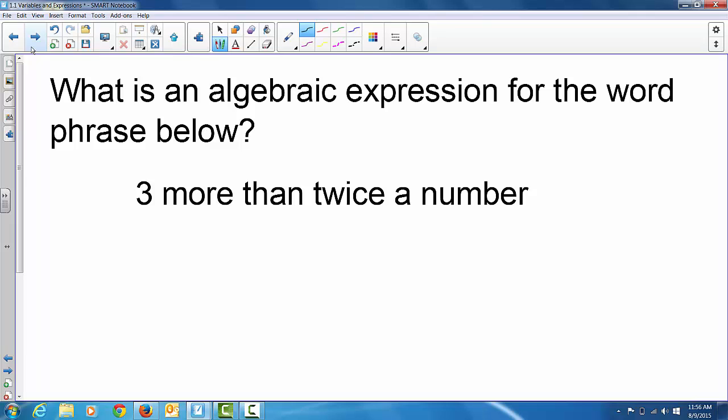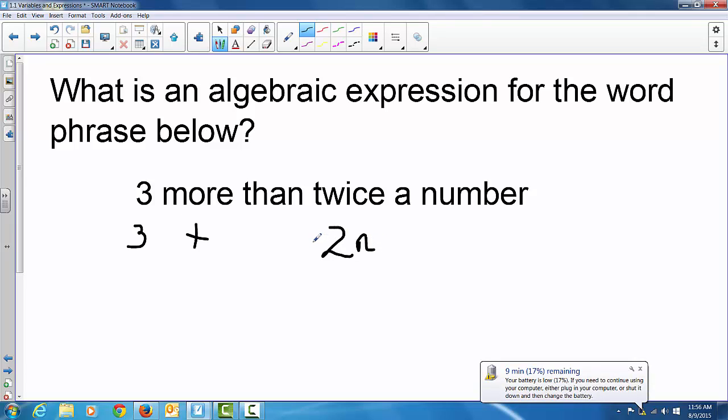Okay, an algebraic expression for this word phrase. This one's a little bit more complicated because it involves more than one operation. So we've got 3 more than twice a number. Twice a number, what does that indicate? What operation does that mean? Twice something means 2 times something. So that would be 2n, okay?